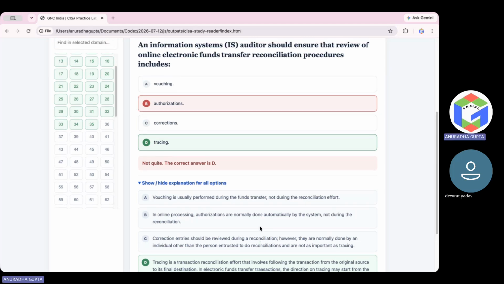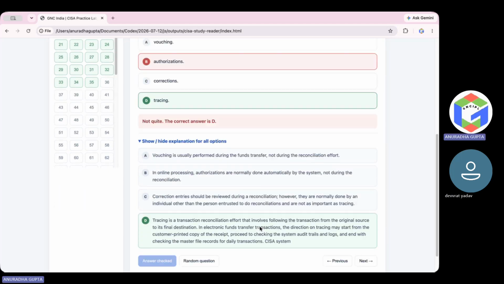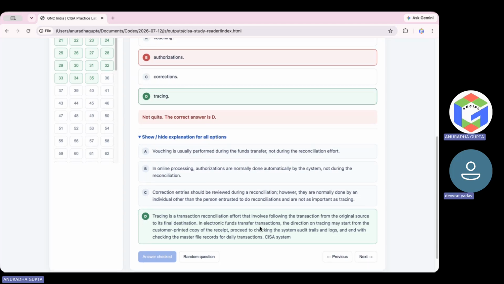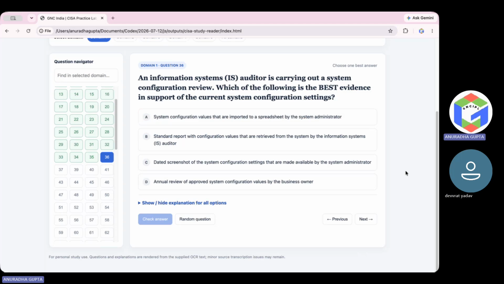So tracing is the correct answer, right? Yes. You can make a note of it or take a screenshot of it. Noted. Okay, let's move on to the next question.